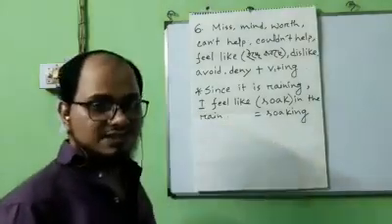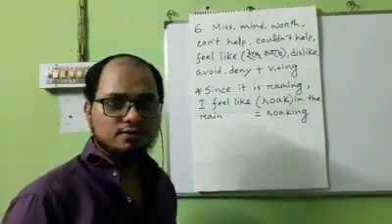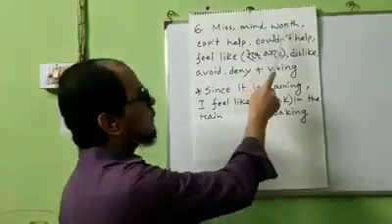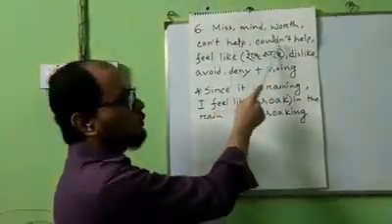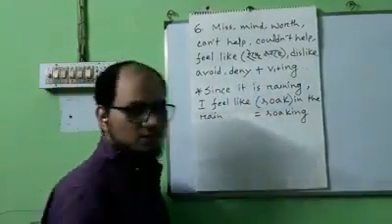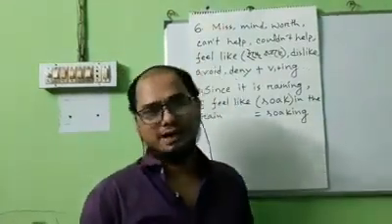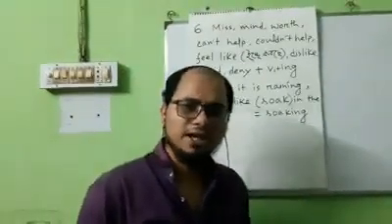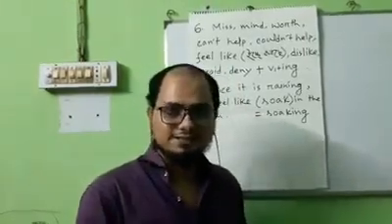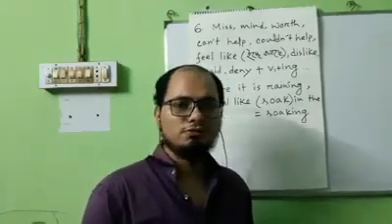Rule number 6. If we find words or verbs like miss, mind, cannot help, could not help, feel like, dislike, avoid, deny, etc. in a sentence, we should bear in mind that if any verb comes after these types of verbs or words or phrases, then the verb must be in ing form.